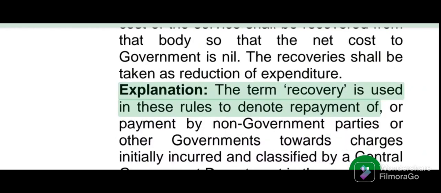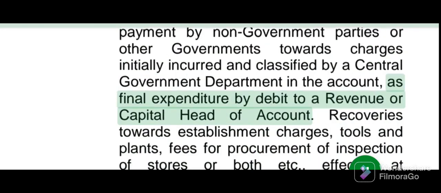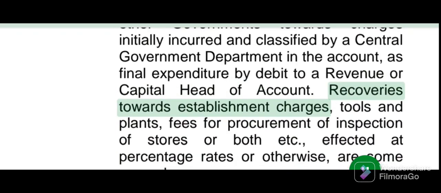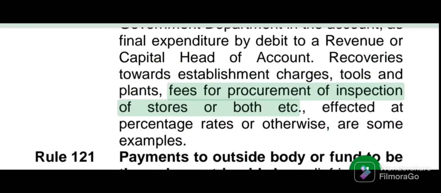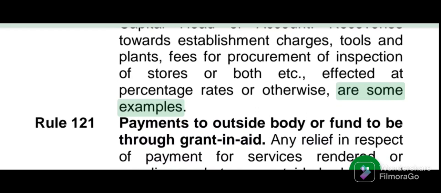Explanation: the term recovery is used in these rules to denote repayment of, or payment by non-government parties or other governments towards charges initially incurred and classified by a central government department in the account as final expenditure by debit to a revenue or capital head of account. Recoveries towards establishment charges, tools and plants, fees for procurement or inspection of stores or both etc., affected at percentage rates or otherwise, are some examples.